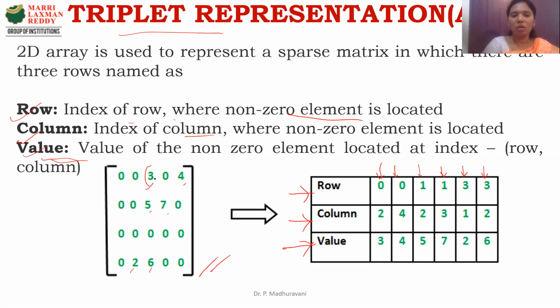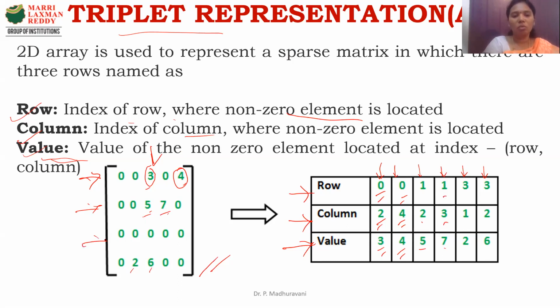Now, coming to the non-zero value 3, which is located at row 0 and column 2. Hence, at row 0 and column 2, we are storing the value 3. Now, consider the non-zero element 4, which is located at row 0 and column 4. So, row 0, column 4, there we store the value 4. Similarly, you move down to row 1. In row 1, the non-zero elements are 5 and 7. So, row 1, column 2, the value is 5. Row 1, column 3, the value is 7.